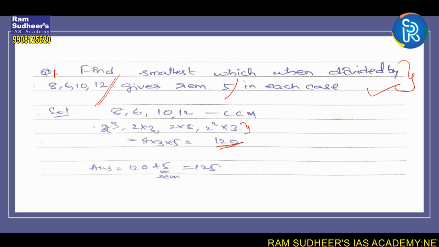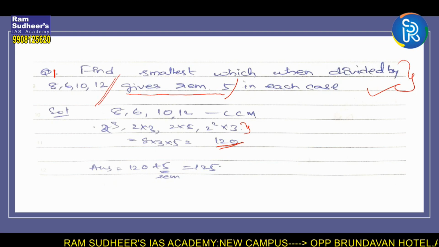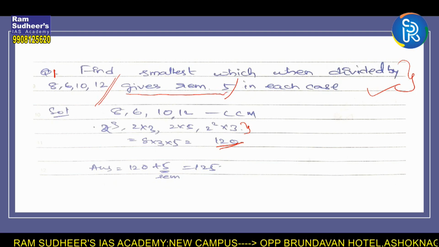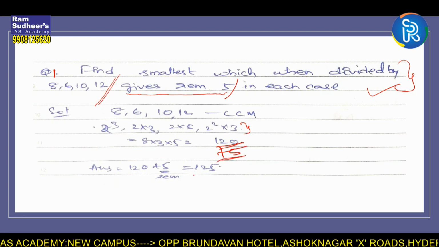And the question is not done yet. We have the second part, gives remainder 5. Whenever it is asked that a particular set of numbers when divided by some other number gives a remainder 5, in that case, add 5 to the LCM obtained. I have added 5 to the LCM over here, which gives me the answer 125.